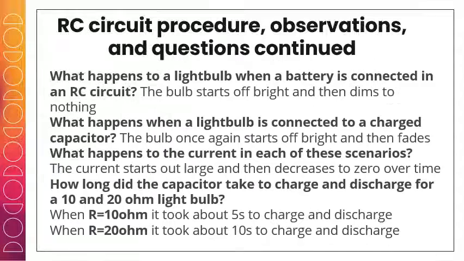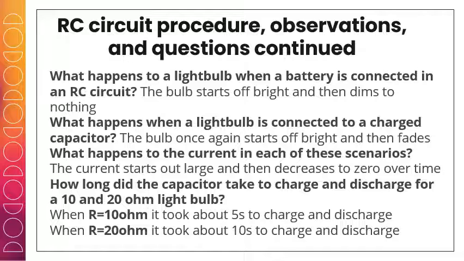What happens to a light bulb when a battery is connected in an RC circuit? The bulb starts off bright and then dims to nothing. What happens when a light bulb is connected to a charged capacitor? The bulb once again starts off bright and then fades. What happens to the current in each of these scenarios? The current starts out large and then decreases to 0 over time.